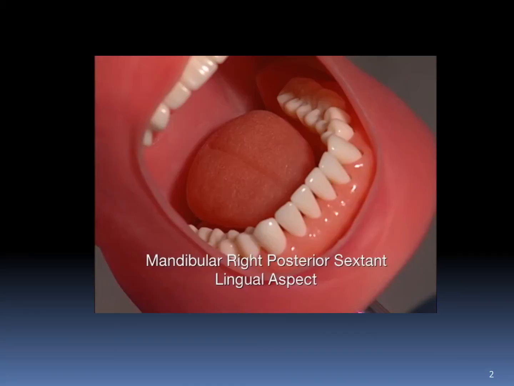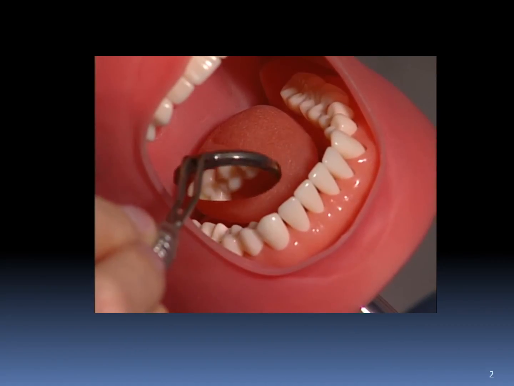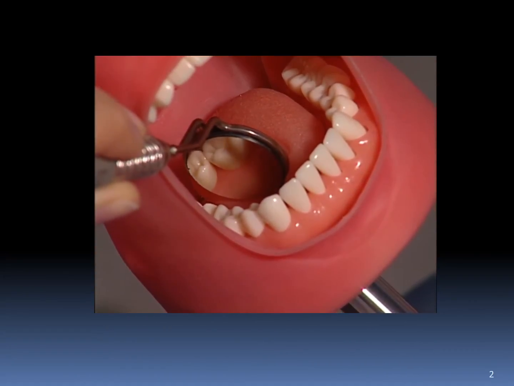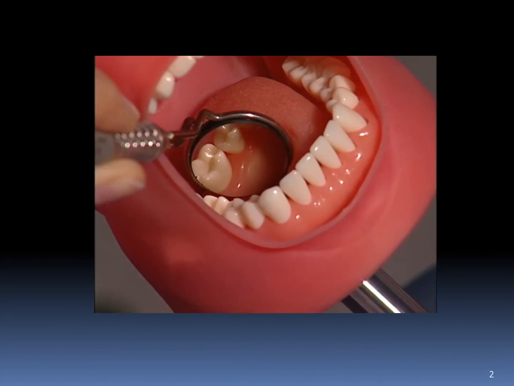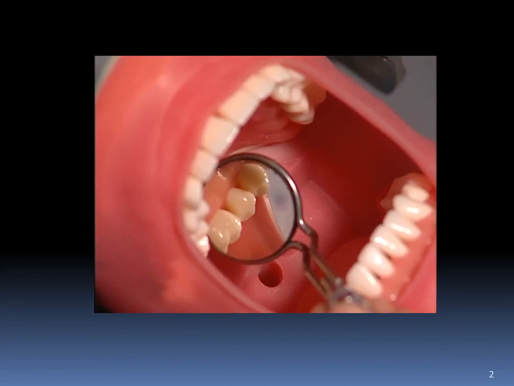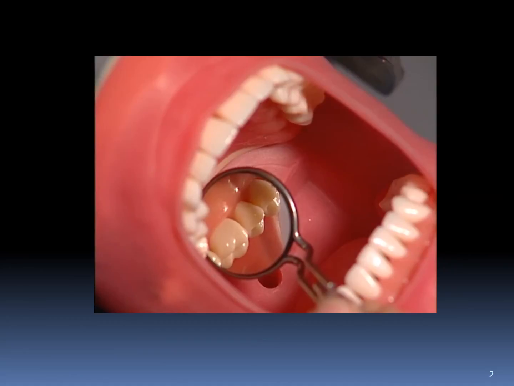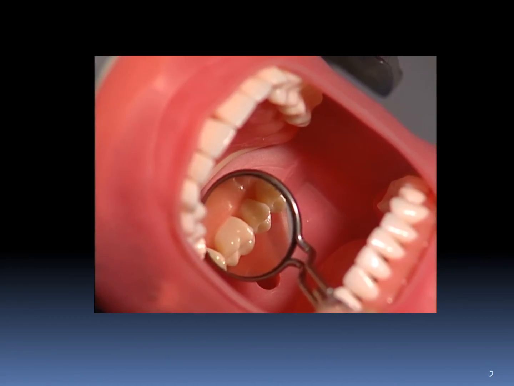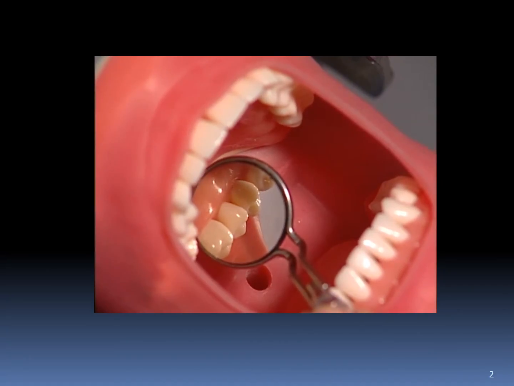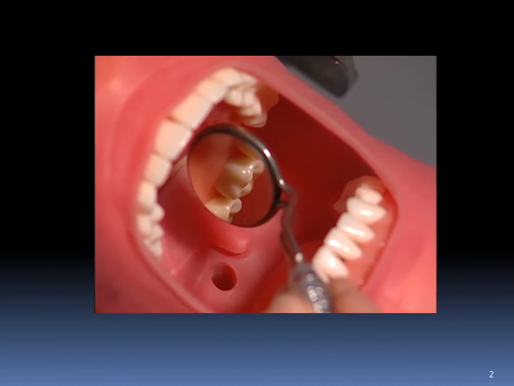Mandibular right posterior sextant, lingual aspect. Use the mirror head to push back gently against the tongue so that the lingual surfaces can be seen. Once in position, the mirror also is used for indirect vision. Maxillary right posterior sextant, lingual aspect. Use the mirror to reflect light onto the tooth surfaces. Rotate the mirror head to obtain a clear view of the distal surfaces. Then, reposition the mirror head to view the lingual and mesial surfaces.